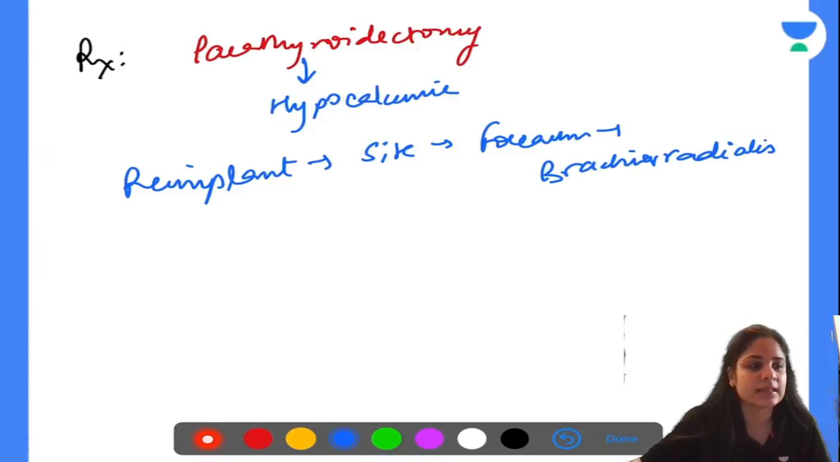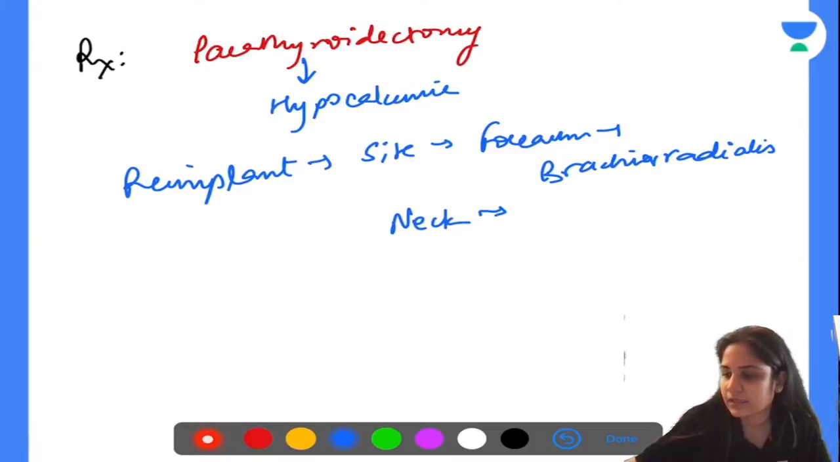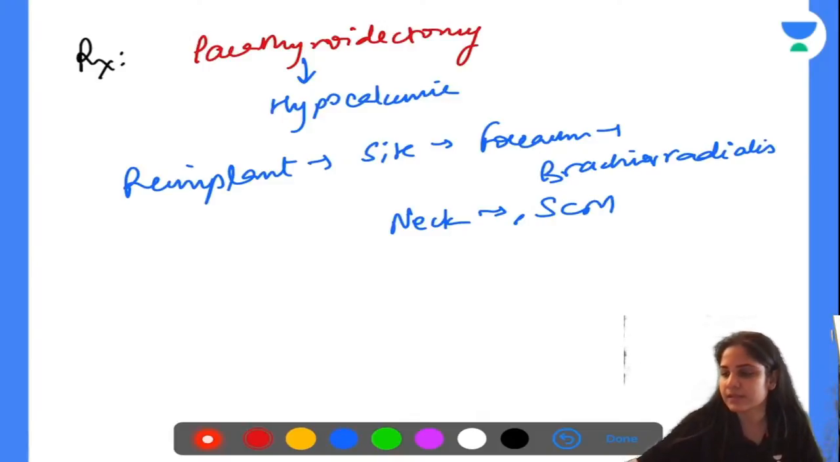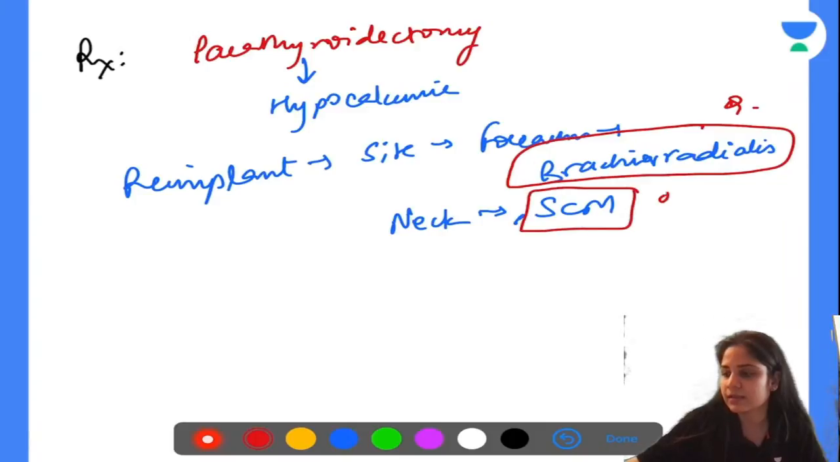Okay, or the other thing is you can re-implant in the neck. And in the neck, where do you re-implant? In the sternocleidomastoid muscle. Okay, so this comes in the exam. So I'm marking it as a question. In which muscle do you re-implant the parathyroids?